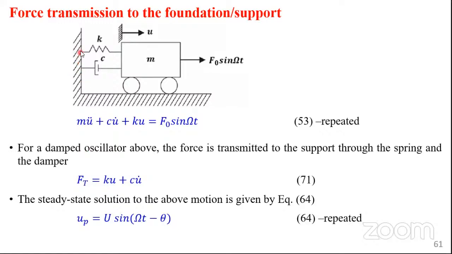So the force that will be experienced on this support is transmitted. The F total transmitted to the support is transmitted by the stiffness, by the column, by the spring stiffness, K, and the damping, Cv. Now, the steady state solution to the above motion is given by equation 64. Okay, the steady state response for the motion here, of course, was given by equation 64. And we have seen the force Ft that will be transmitted to the foundation is Ku plus Cu dot.